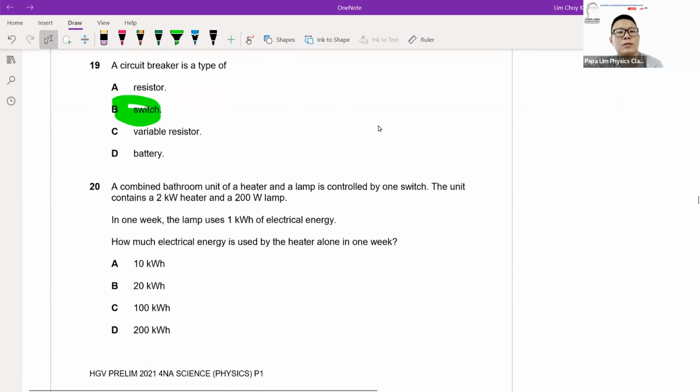Now, the combination of heater and lamp is controlled by one switch. The heater is 2000 watts and the lamp is 200 watts. In 1 week, the lamp uses 1 kilowatt hour. Remember, 1 kilowatt hour. How much energy is used by the heater alone? So now take a look. The heater is 2 kilowatt. How much energy? Now if you look at kilowatt hour, this is kilowatt in 1 week. This is what happened here.